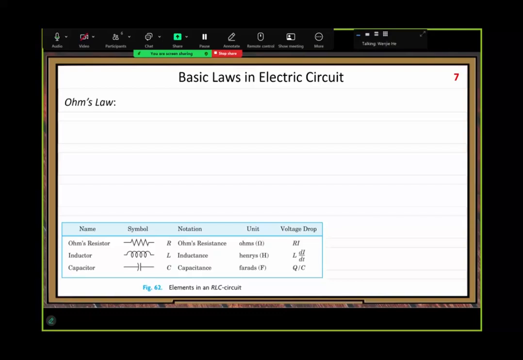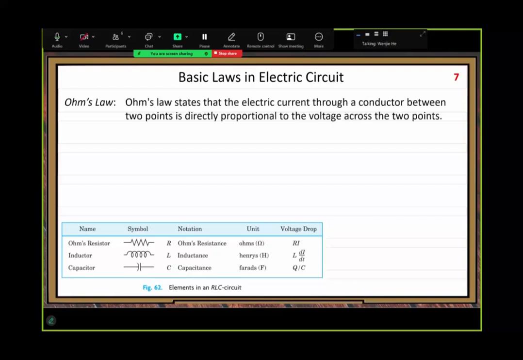The first law, Ohm's law. Ohm's law states... Let's use this line to understand Ohm's law. The first line: Ohm's law states that the electric current through a conductor between 2 points. Here, let's consider a conductor. Suppose we are talking about this part, the conductor. Then we consider 2 points.